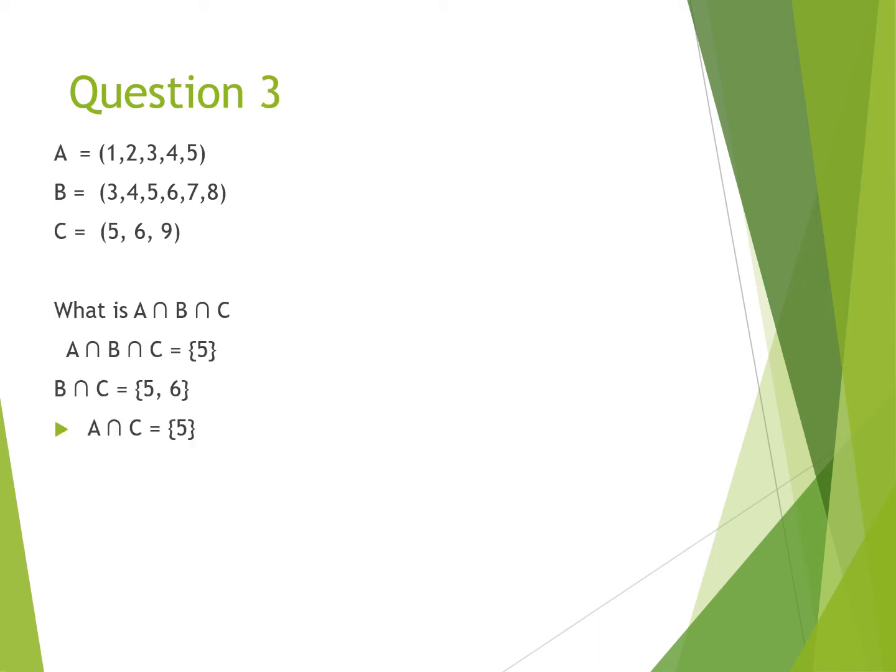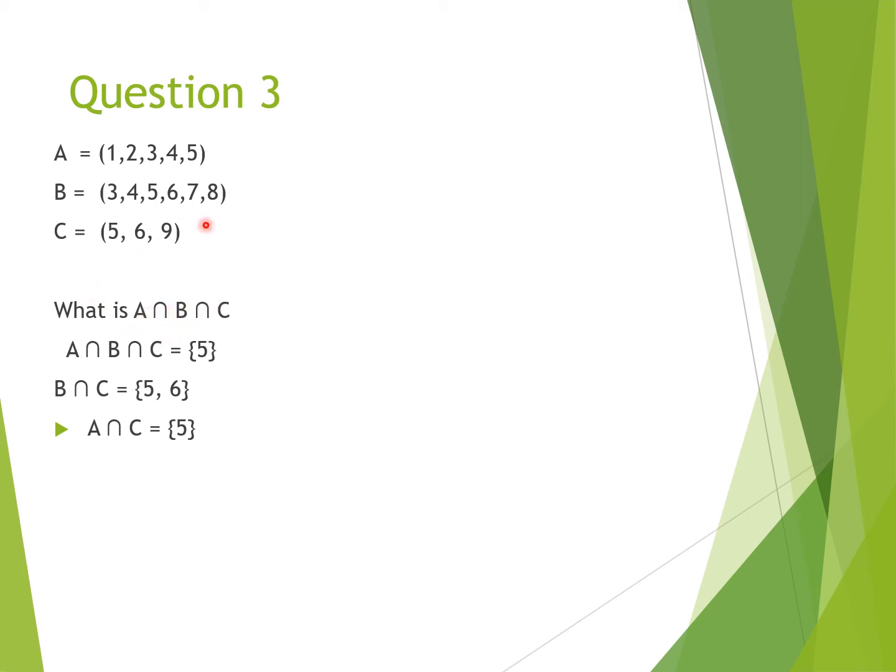Now, to let the topic get a bit more interesting, we add a third set, right? And the third set asks the question for the intersection. So we have set A, set B, set C. Now, in set A, we have 1, 2, 3, 4, 5. In set B, we have 3, 4, 5, 6, 7, 8. And in set C, we have 5, 6, and 9. Now, what is the intersection of A intersect B intersect C?